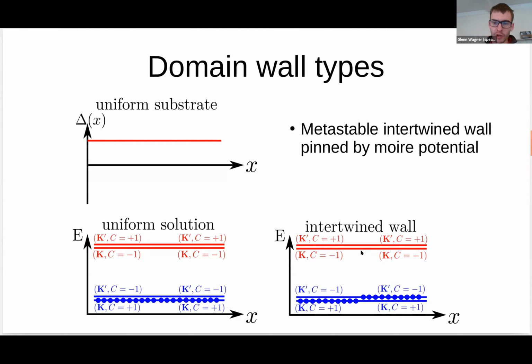The interesting thing that we found about this intertwined wall in our Hartree-Fock study of this problem is that it actually gets pinned by the Moiré potential. Naively, you might think that this domain wall can just slide around as much as it likes, but actually, because the charge density of the central bands isn't uniform, this acts as a pinning potential, and this intertwined wall can only jump in steps of 1 Moiré unit cell, and this means that it's a long-lived metastable state.